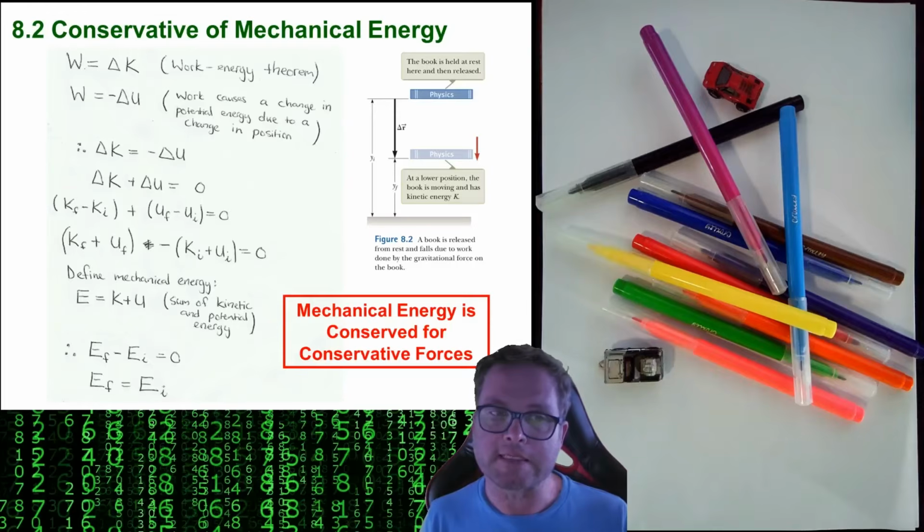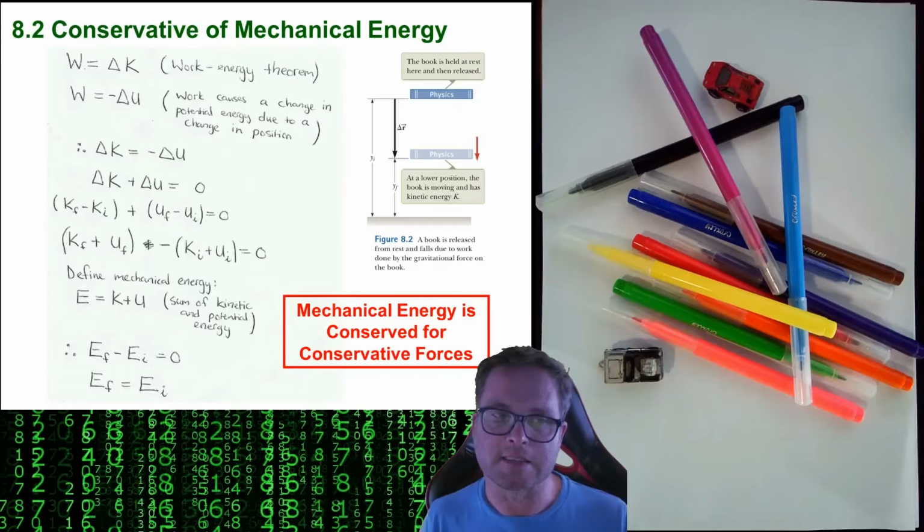In the next step, we group the terms relating to final and the terms relating to initial. Here we can see within this bracket, it's the final kinetic energy plus the final potential energy. But remember, kinetic energy plus potential energy, by definition, that's mechanical energy.